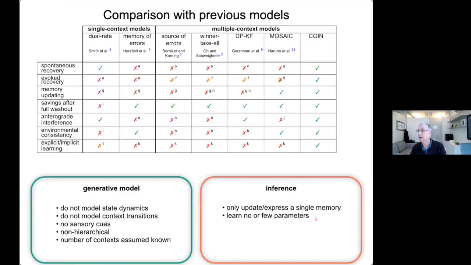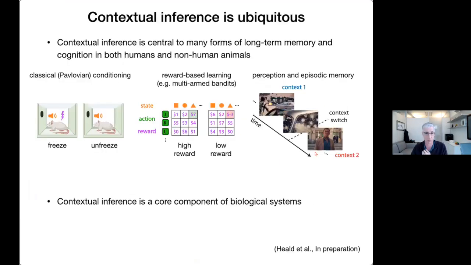I'm not going to go over this because I know I'm running out of time, but there are many other models which can't explain this because they have failures in either the generative model or the inference process. They lack many features of what we can do in the COIN model. And I just want to point out, and we're writing a review paper on this at the moment, that contextual inference is really central to many forms of long-term memory in cognition of both humans and non-human subjects.